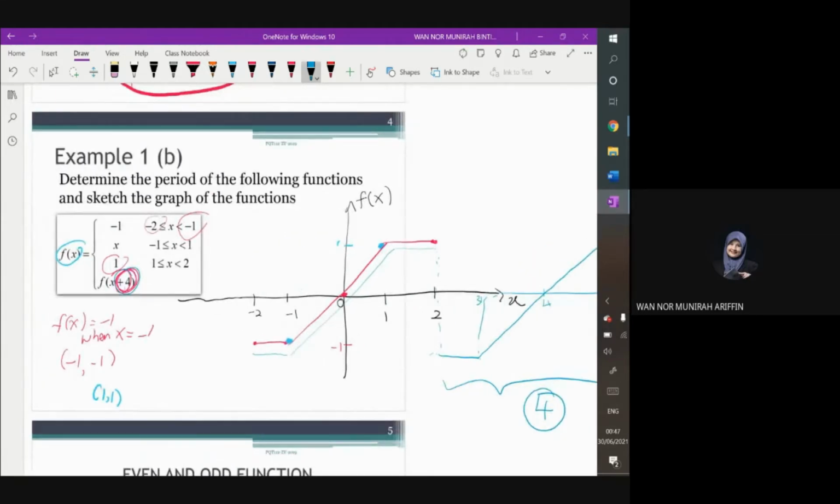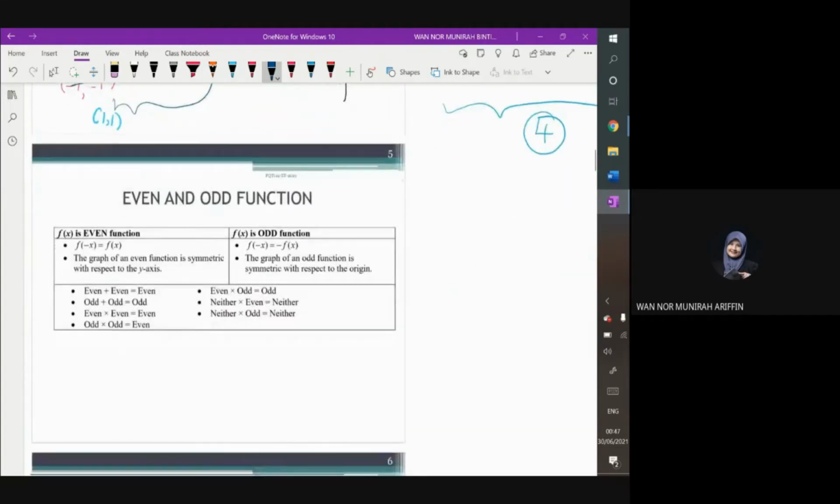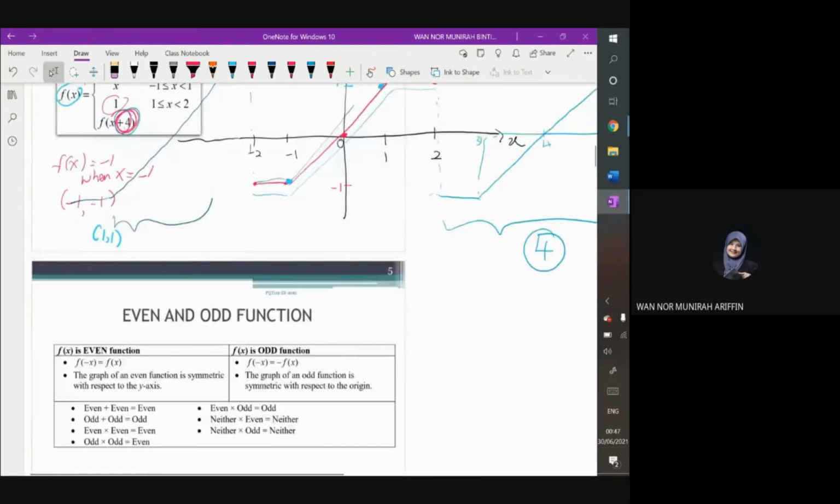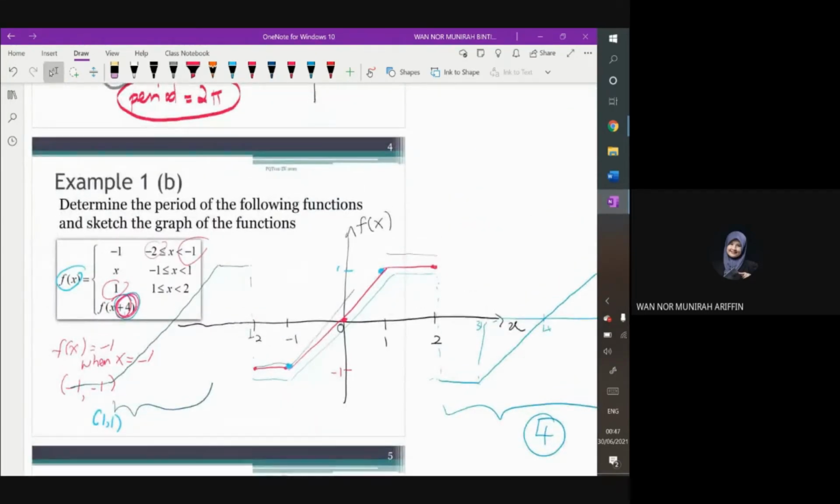When you sketch to the left, take it from here: 1 unit, 2 units and then 1 unit, and then go upward, 1 unit, 2 units and then 1 unit. Like that. Just freehand, but you must understand that every 4 units you will get the same pattern of your function. That is a periodic function. So that is how you determine the period, and how you sketch the initial graph, the initial function.